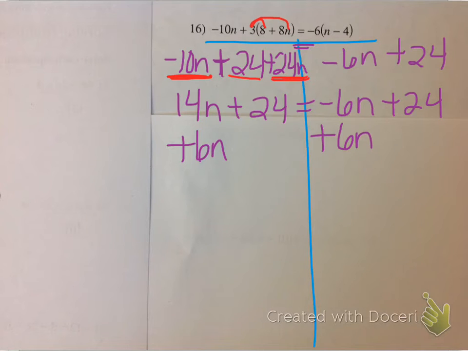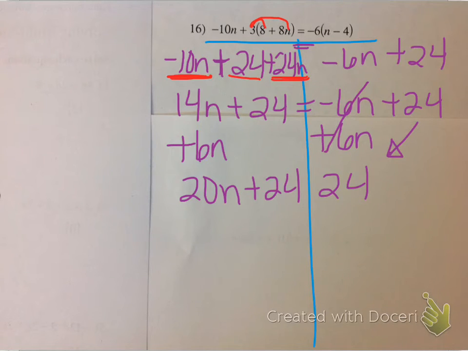14n plus 6n right here is going to give us 20n. We're going to leave the 24 alone. And negative 6 plus 6 is just 0. We're going to leave that as 0 and not write that one. But we are just going to bring down our 24 right there.